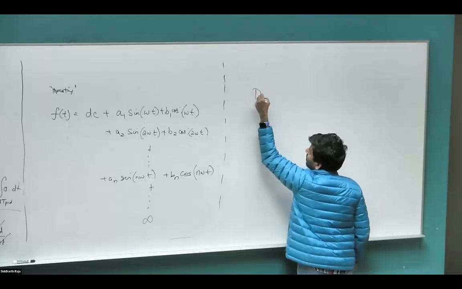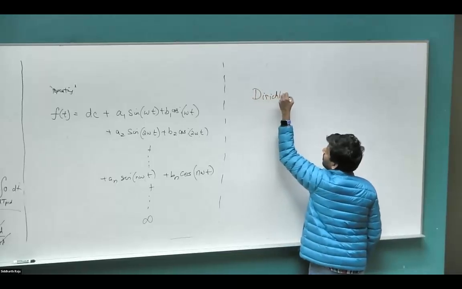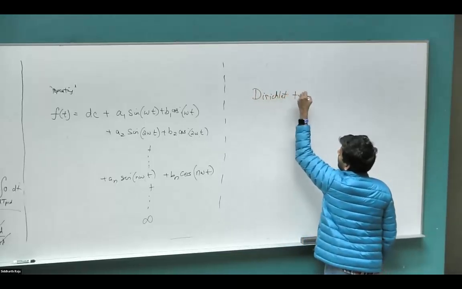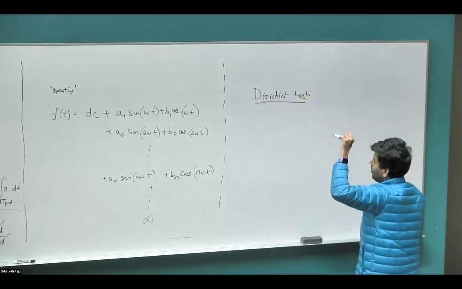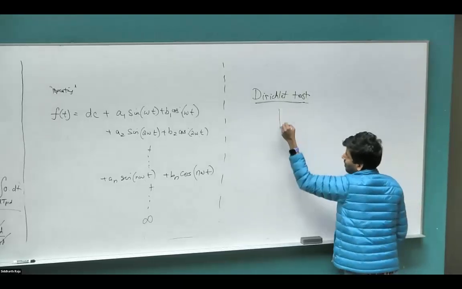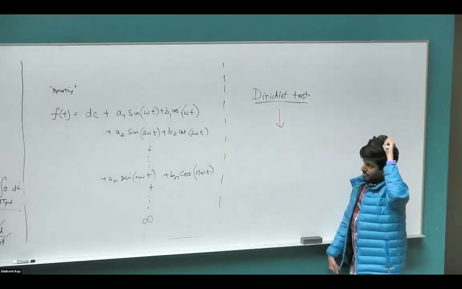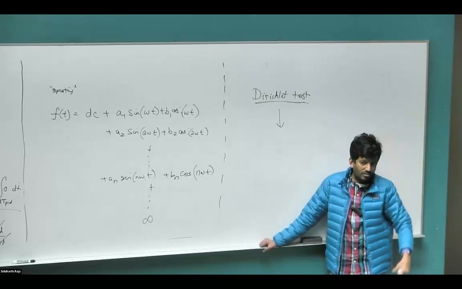Now the constraint: Dirichlet test, Dirichlet Jordan. In our case, it's all real values, so we only worry about the Dirichlet constraint. Anybody remember from your first year math class what the Dirichlet test is?